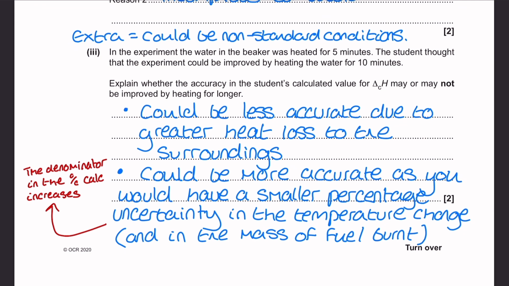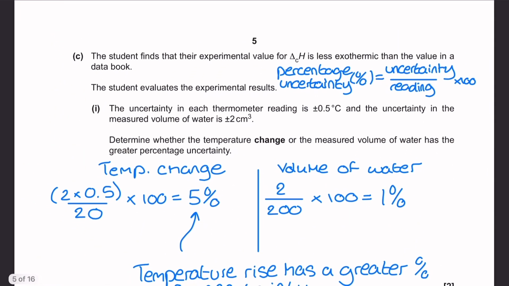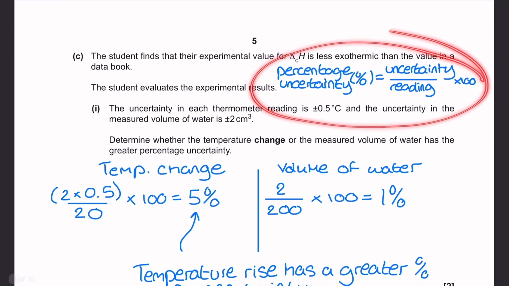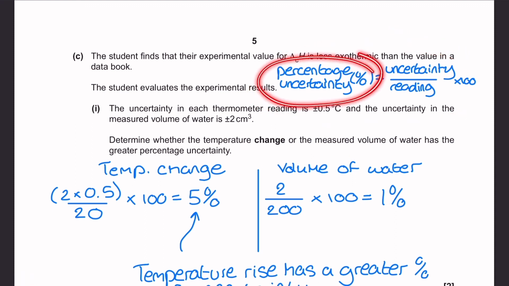Then, for my second bullet point, it could actually be more accurate, as you will have a smaller percentage uncertainty in the temperature change and in the mass of the fuel burn. And the reason for that is because the denominator in the percentage uncertainty calculation increases. If I just go back up to the top of the page where I wrote the calculation here, if I want to improve the percentage uncertainty, which would be to make it lower, what I could do is increase the reading value, increase the denominator in the calculation.